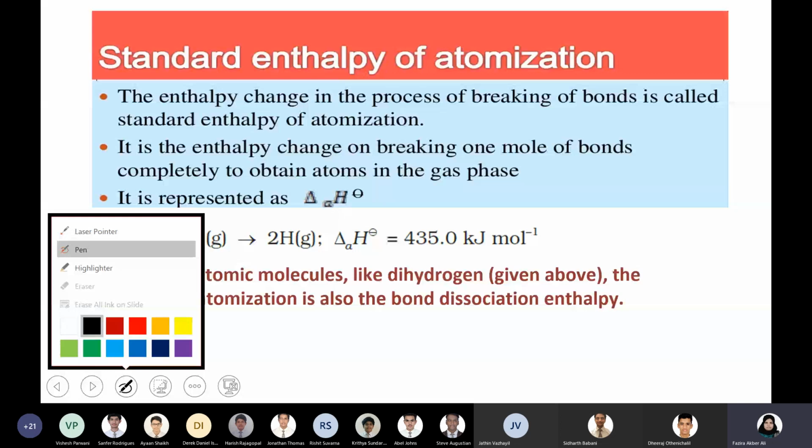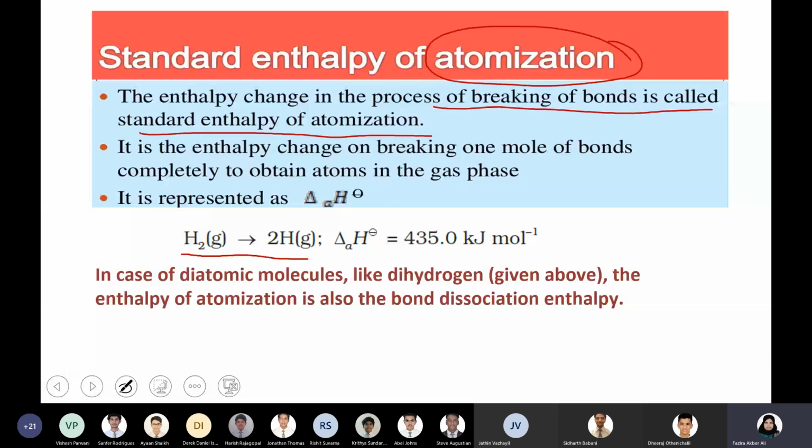The best example you can take here is the hydrogen molecule. When you break the bond between hydrogen atoms, it forms two hydrogen atoms. The enthalpy change during the process of breaking the bonds to form atoms is called standard enthalpy of atomization. Whatever molecule you take, like H2O, you break the bonds to get oxygen and hydrogen atoms in atomic form. If you get a different compound, that is not atomization. It is just breaking the bonds to get the atoms.